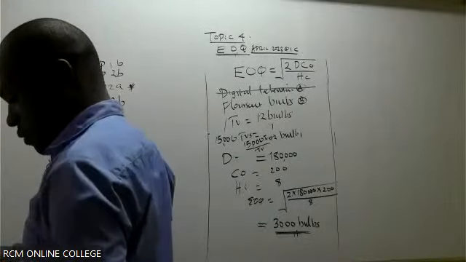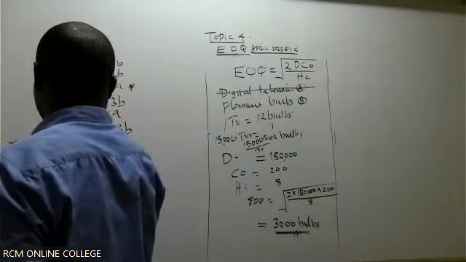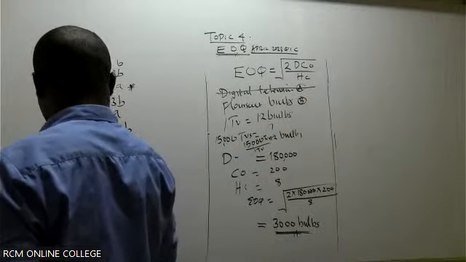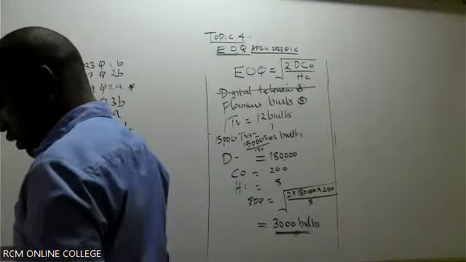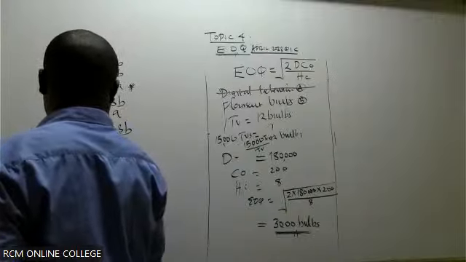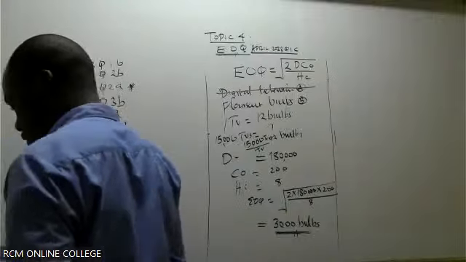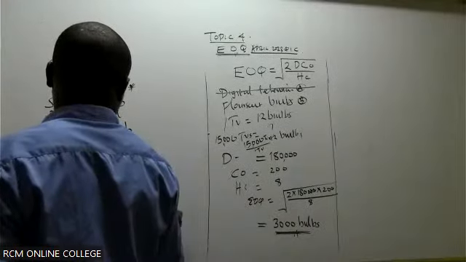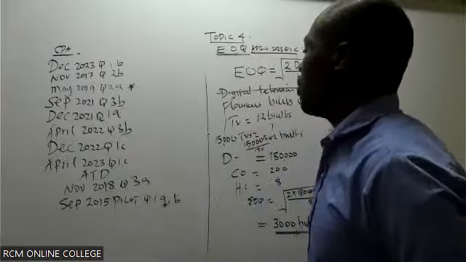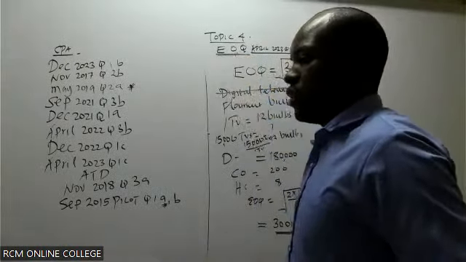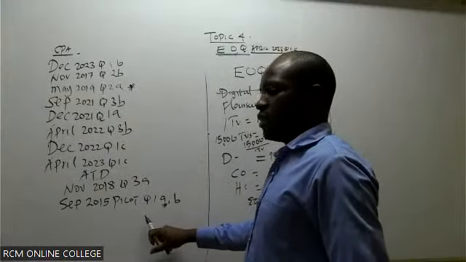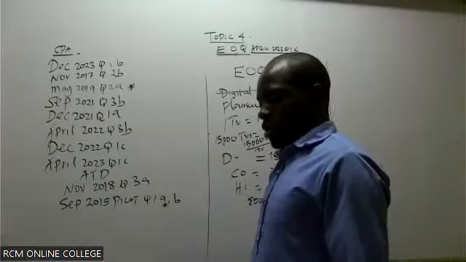Then ATD. I've only managed to access these two for now. November 2018, question number 3A. Then September 2015 pilot, question number 1A and B, whereby question number 1A is theory on the assumptions of economic order quantity. So the assumptions of economic order quantity were tested in this particular sitting.